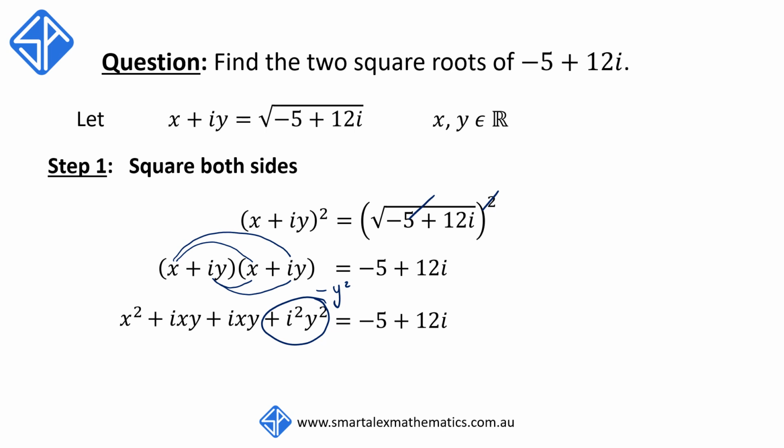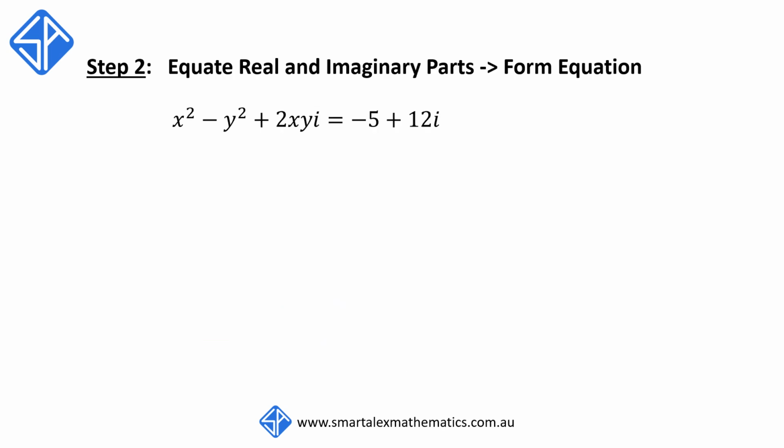And what we're going to do here is group the real terms together, x squared minus y squared. We're also going to group the imaginary parts together so that we get plus 2xyi, and this is still equal to -5 plus 12i. Now that we've got the equation x squared minus y squared plus 2xyi is equal to -5 plus 12i, our next step is to equate the real and the imaginary parts.